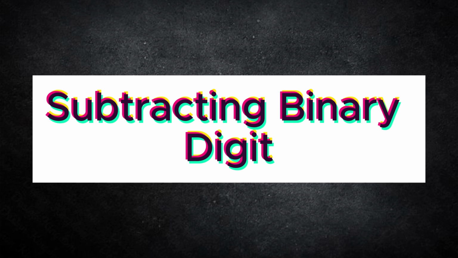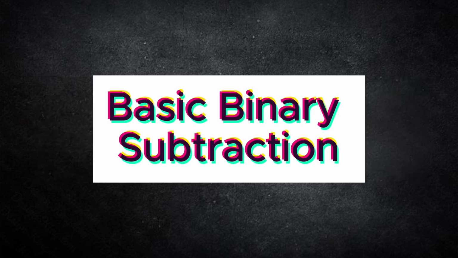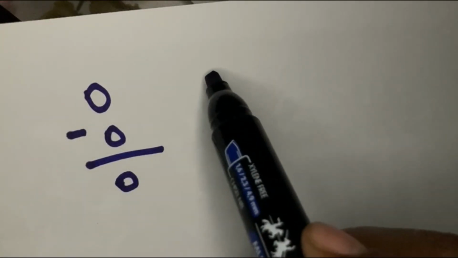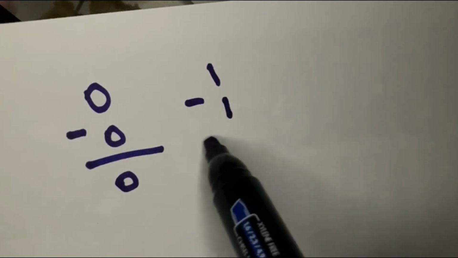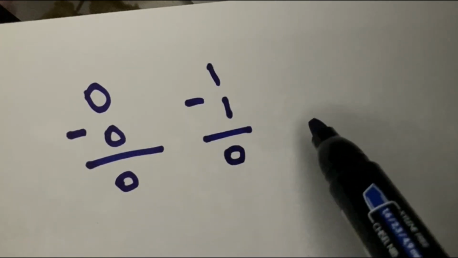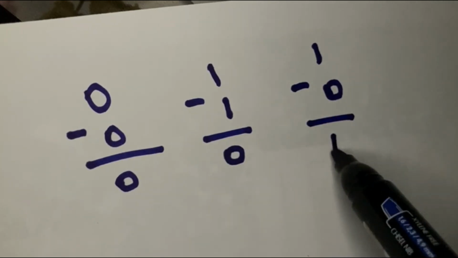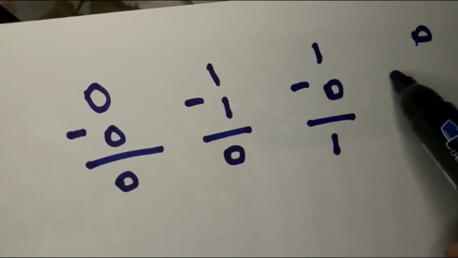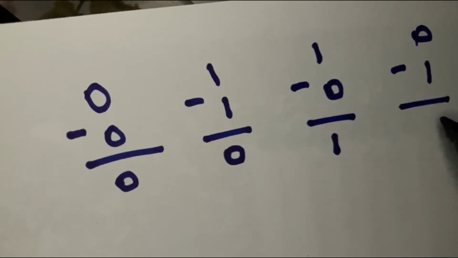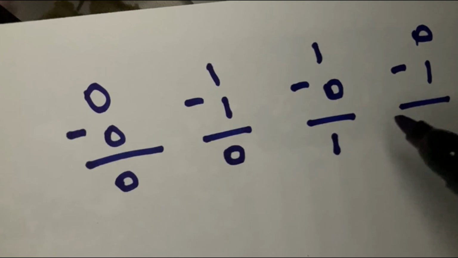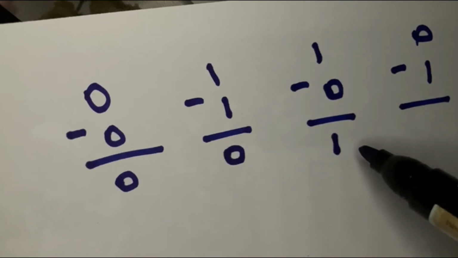So in this video we learn how to subtract binary digits. For the basics, let's say 0 minus 0 is 0. 1 minus 1 is 0. 1 minus 0 is 1. 0 minus 1. We cannot subtract 0 minus 1 because it will give us a negative number, so we have to borrow from the next column, left next to it.